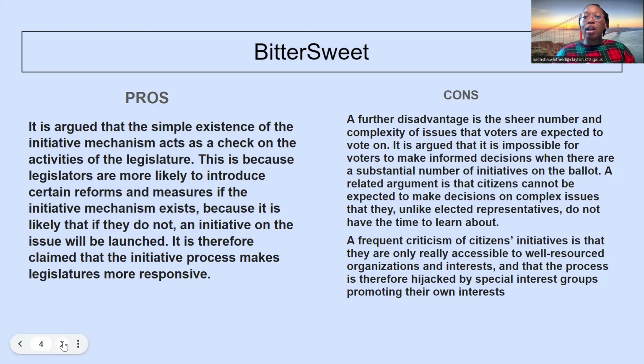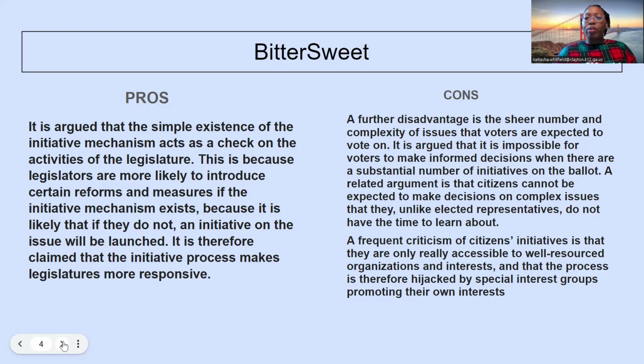Now, what are the cons? A further disadvantage is the sheer number and complexity of issues that voters are expected to vote on. It is argued that it is impossible for voters to make informed decisions when there are a substantial number of initiatives on the ballot. A related argument is that citizens cannot be expected to make decisions on complex issues that they, unlike elected representatives, do not have the time to learn about.